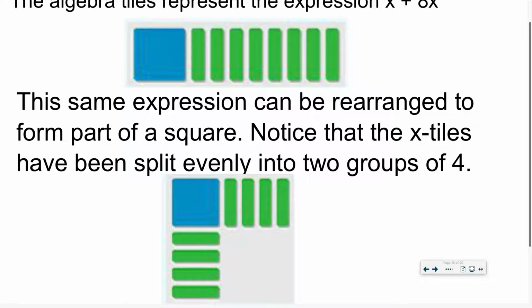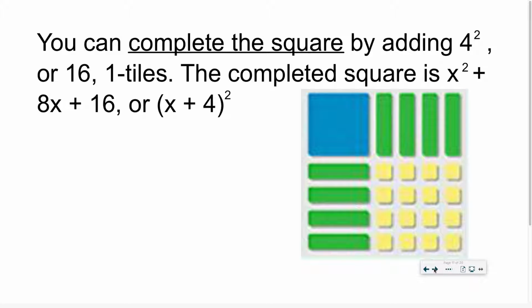What would I have to put in there? How many little blocks would fit? How many little constants would fit? 16. Okay, so this is what we call completing the square. In order to complete this square, we would have added in 16 blocks. You don't have to write anything yet. I'll show you which slide.